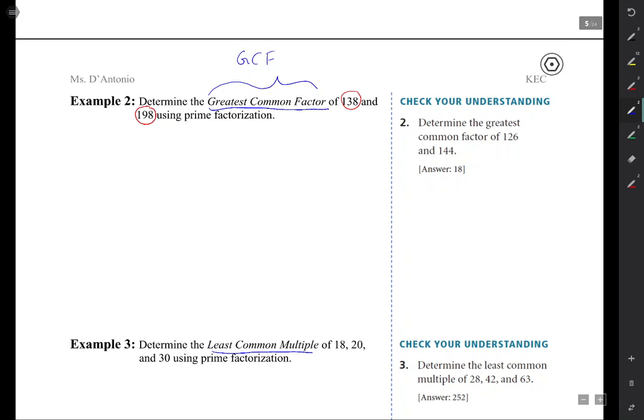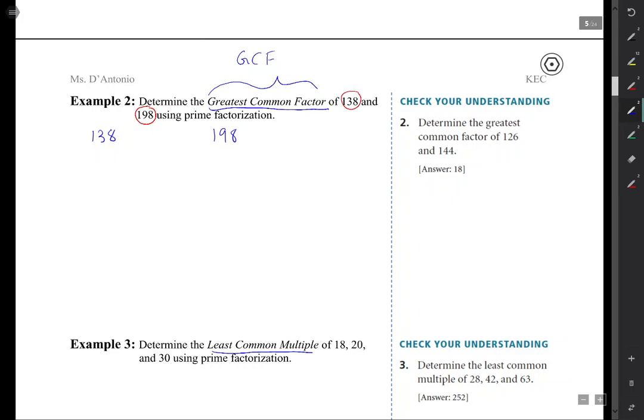And a way we can do this is by using factor trees. So I'm going to make a factor tree for both 138 and 198. So let's break these down as much as we can until we get the prime factorization. So this one, let's do 2 times 69. 2 is a prime number, so we could circle that. And now we're going to do 3 times 23. 3 is a prime number, and also 23 is a prime number. So that was a really short tree. We're done.